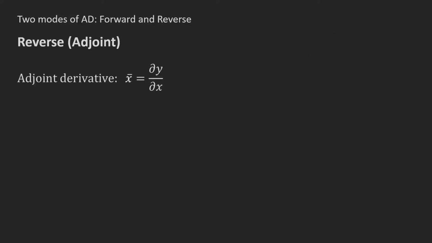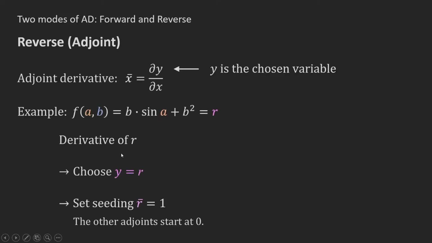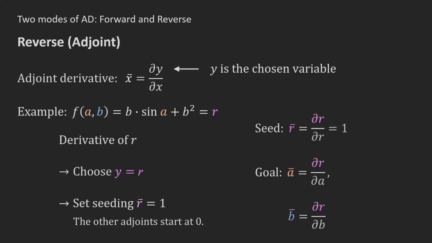Similar to the forward mode, we define the adjoint derivative. Instead of the denominator, we now fix the numerator with the chosen variable. That means y stays unchanged in the numerator. And we denote the adjoint derivative with a bar over its symbol. So for example, if we choose y to be r, then we use r in the numerator throughout the whole time. For example, r bar would be the derivative of r with respect to r, and that gives 1. And our goal here is to find a bar and b bar. And remember that r stays in the numerator.